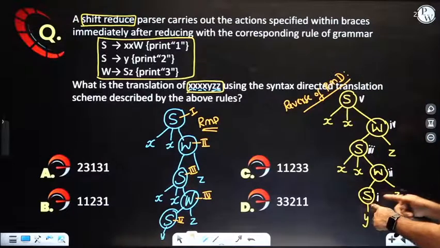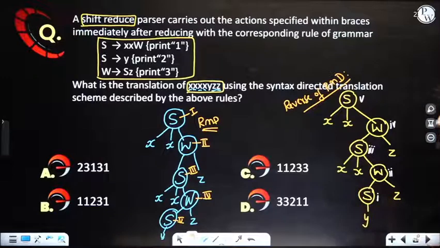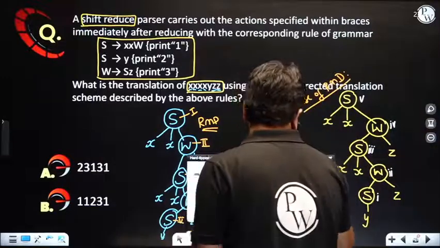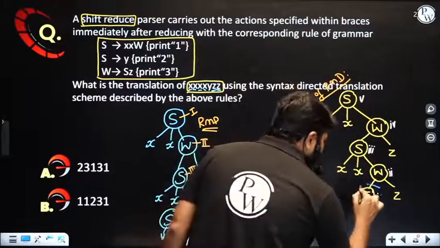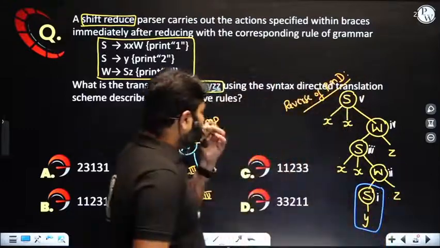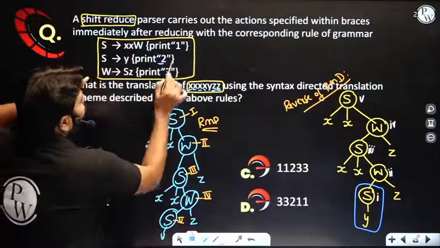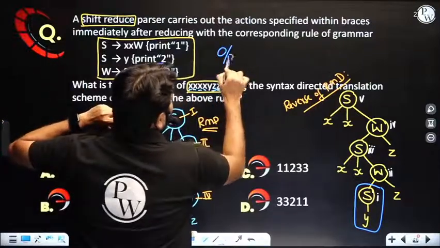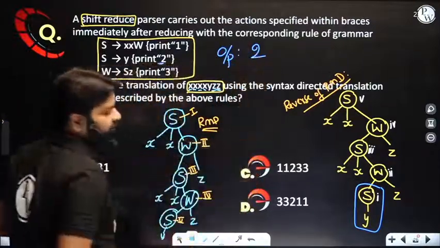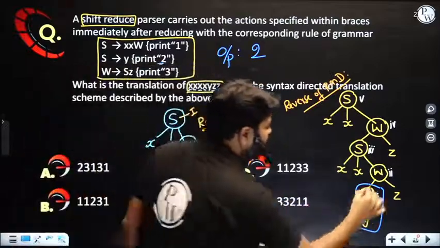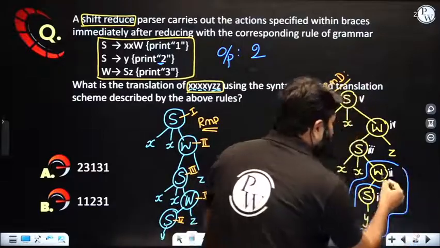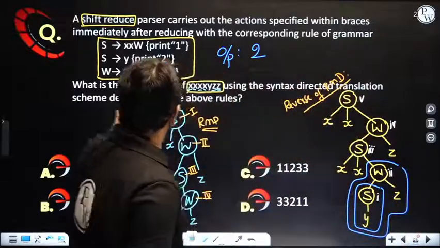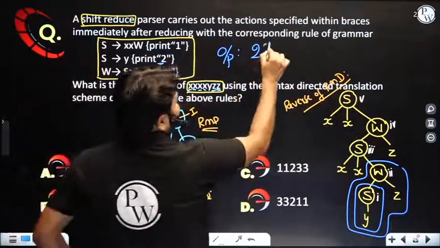So if I execute this one, S with Y. So that is the first one you are going to evaluate, right? This one you are going to evaluate first. What is S with Y? That's a print 2. So what is the output? I'm writing output here. Output is the 2 first. Okay, I did that. Then I'm going to evaluate this one, because this is the second production, W with SZ. What is the W with SZ? It's a print 3. That is the next one.